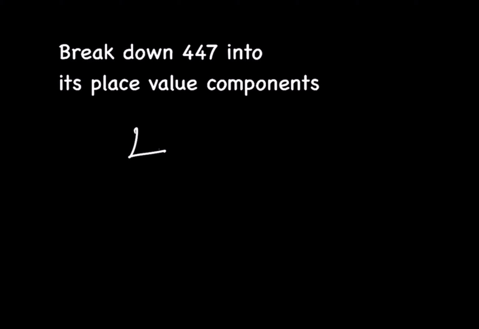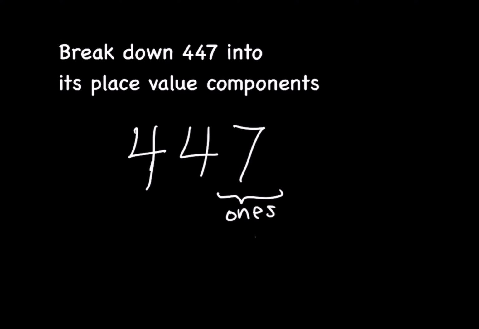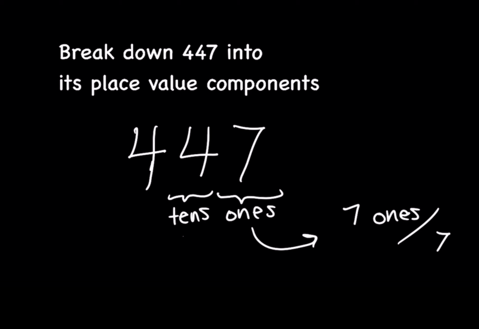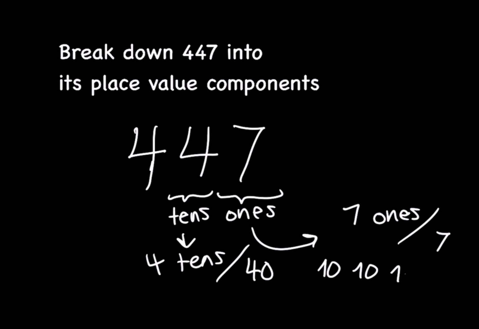Let's write it down quick. 447. Starting from the very right, we have our originating ones place. And right here, this shows us that we have 7 ones. Also could be written as 7. Next, we have our tens place. And right here, that tells us we have 4 tens, because 4 is in the tens place. Can also be written as 40, because we have 4 tens. If I have 10, 10, 10, and 10, that's 4 tens. Together, that's 40, right?